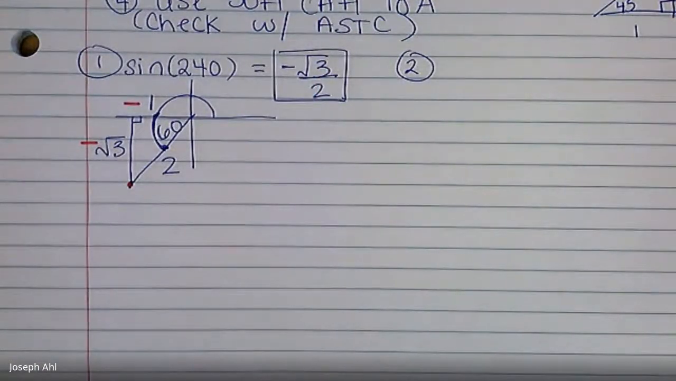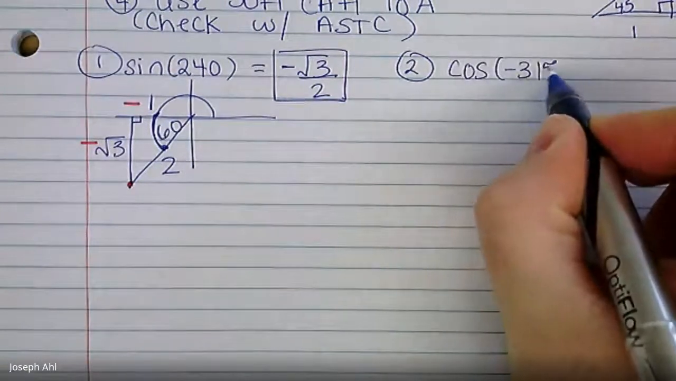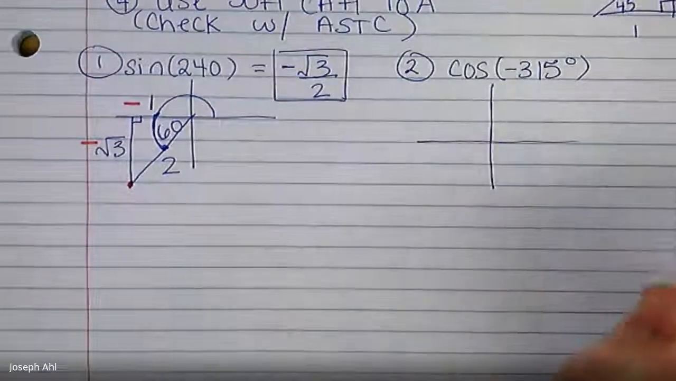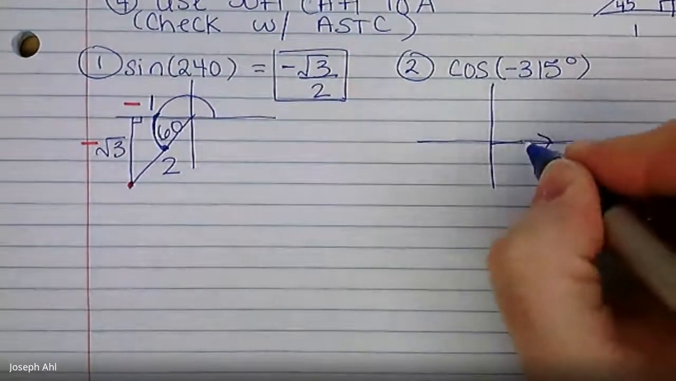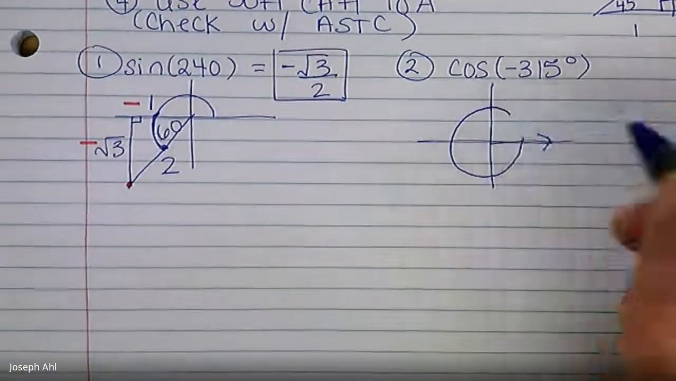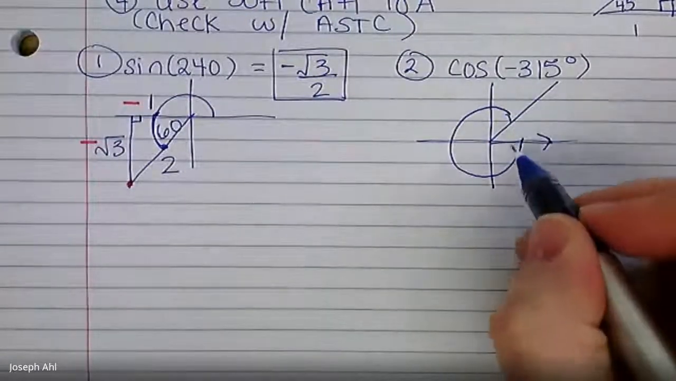All right, finally, cosine of negative 315 degrees. Okay, let's see where we are. Negative 315. We're going to start here, but we're going to rotate around clockwise. This would be 90, 180, 270. We're not quite going full circle there. But negative 315 would terminate in quadrant 1.